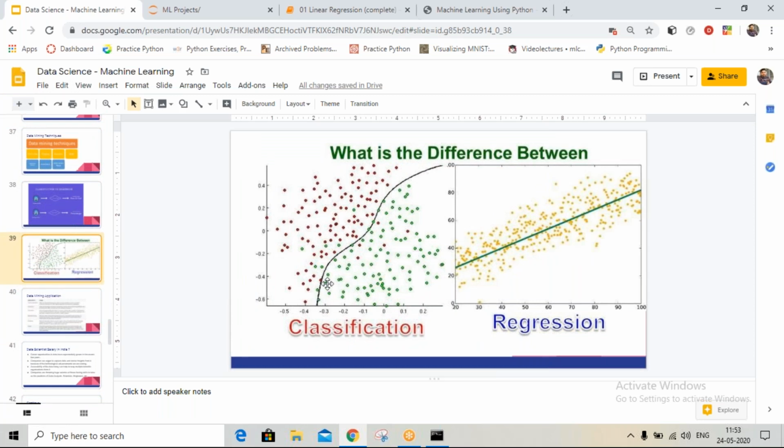So as you can see, this boundary I have created, this decision boundary. I have created the decision boundary in a way that this is from the logistic regression. I've used logistic regression up here.